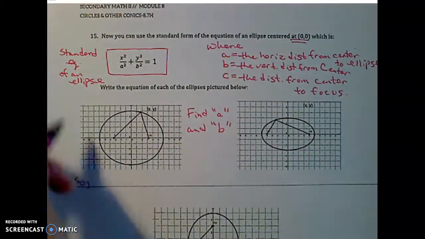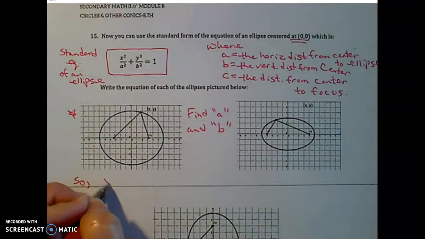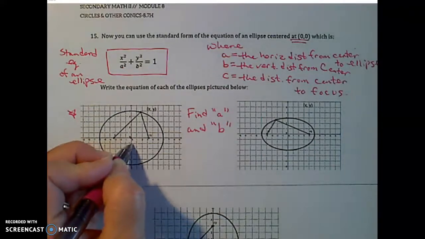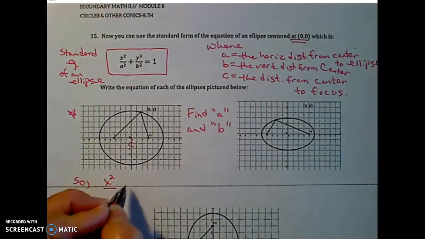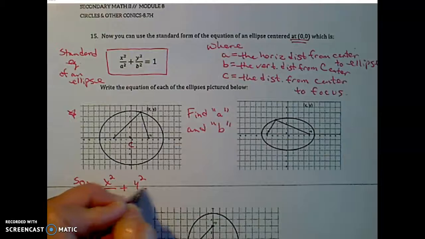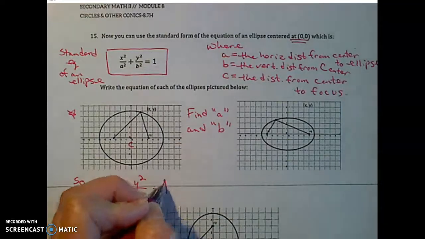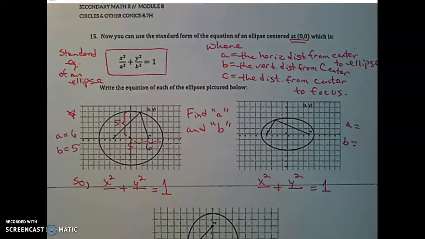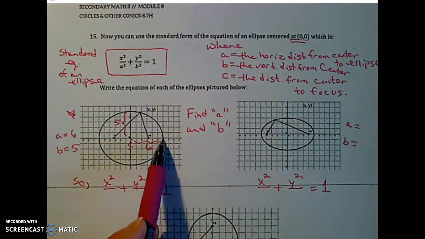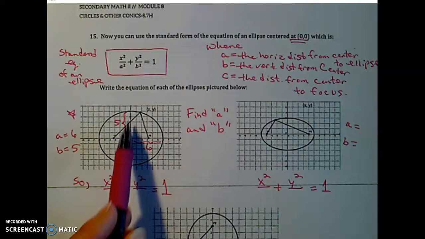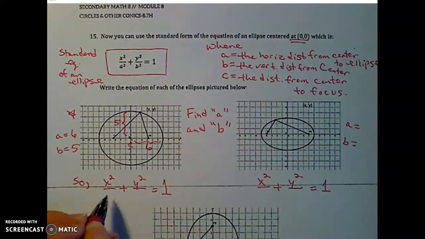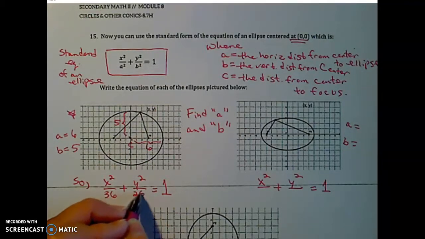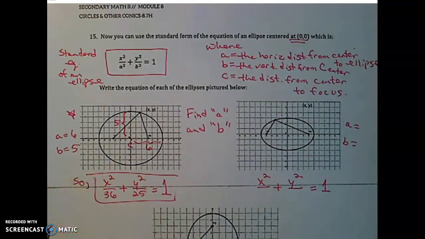So really, if I want to write the equation of this ellipse, standard equation, center at the origin, x squared over a squared plus y squared over b squared, and an ellipse is always equal to 1. Can you take a moment and find A and B in this first ellipse? Okay, in this first ellipse, my horizontal distance was 6 from the center. My vertical distance was 5 from the center. So A squared is 36, B squared is 25, and that's the equation of that first ellipse.